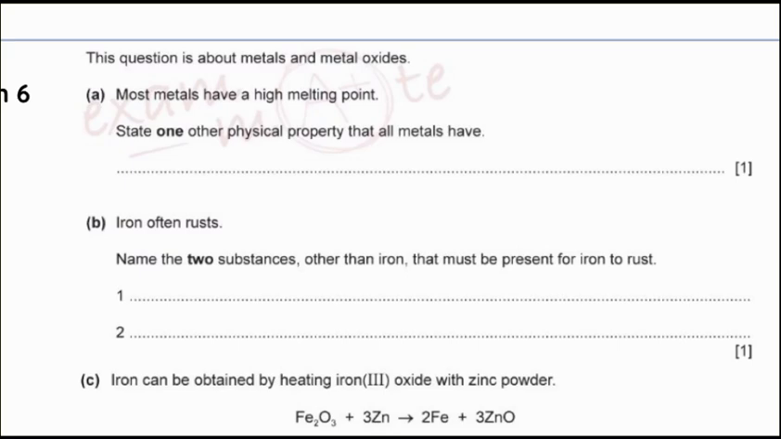This is question 6. This question is about metal and metal oxides. Most metals have a high melting point. State one other physical property that all metals have.